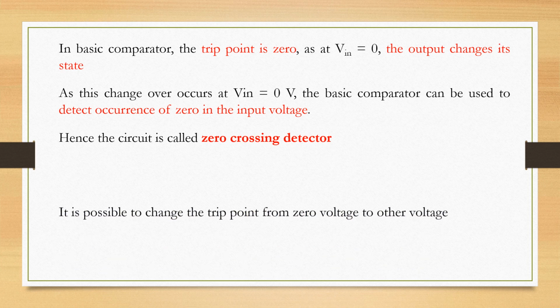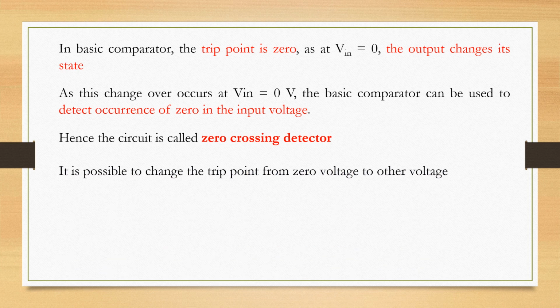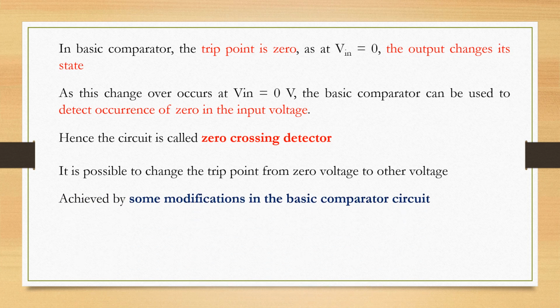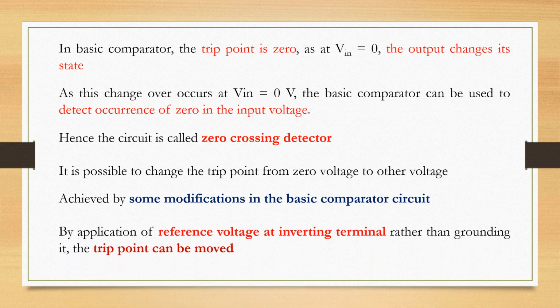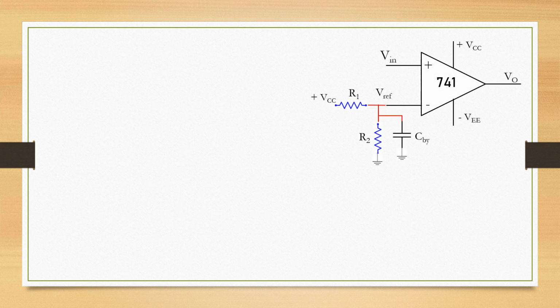It is possible to change the trip point from 0 voltage to some other voltage, and this is achieved by some modifications in the basic comparator circuit. By applying a reference voltage at the inverting terminal rather than grounding it, the trip point can be moved. Seeing this particular circuit here, instead of connecting the inverting terminal directly to ground, it is connected to a potential divider network of R1 and R2 to a supply voltage plus VCC.